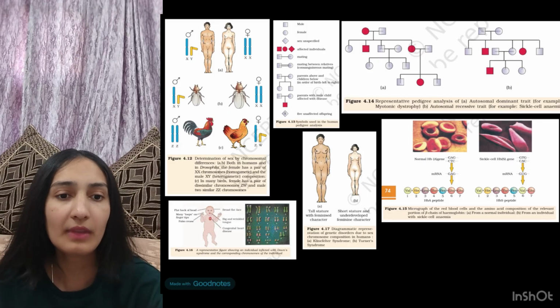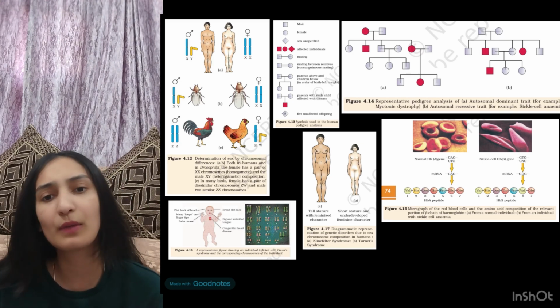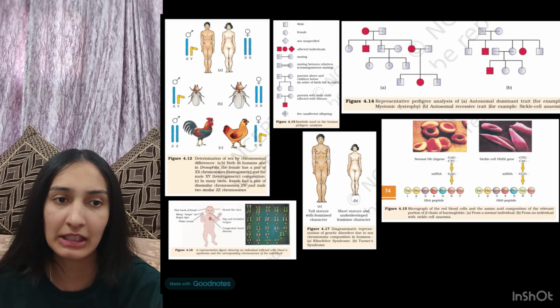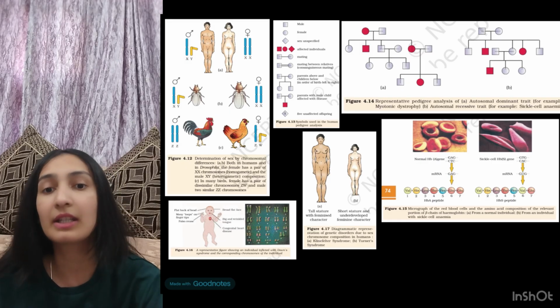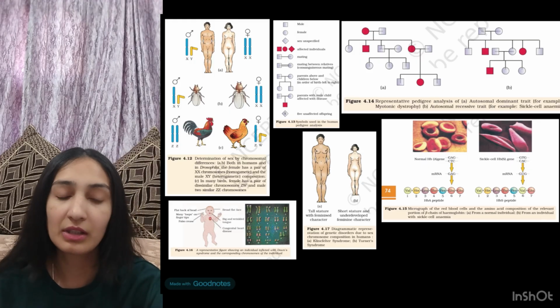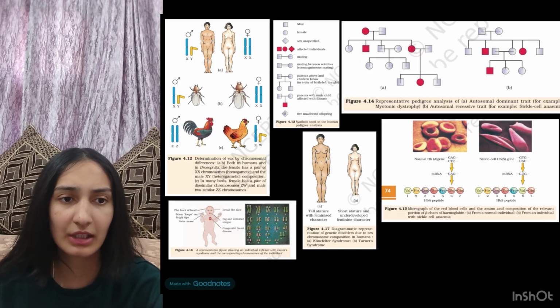Now in figure 4.13 these are the symbols which are used in human pedigree analysis, and one or two questions from pedigree can for sure be asked. 4.14 is a representative pedigree analysis of A, an autosomal dominant trait, for example myotonic dystrophy, and B, an autosomal recessive trait, for example sickle cell anemia. So they might give you a pedigree analysis, and then they're going to ask you, is this autosomal dominant or is this autosomal recessive? So you need to practice such questions.